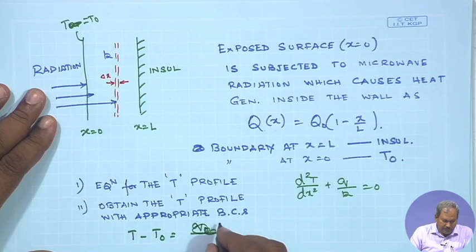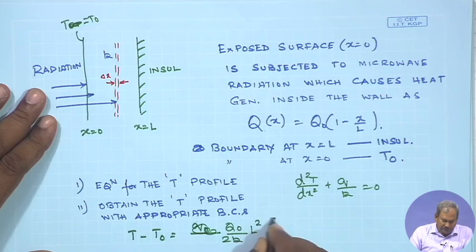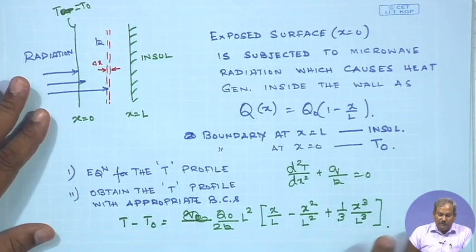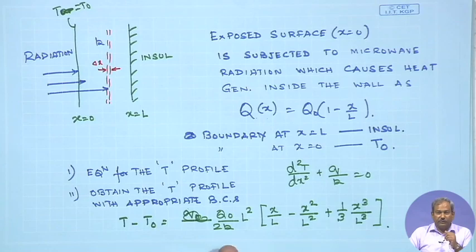that is temperature, which is a function of x, T naught, which is a constant temperature, equals q naught by twice K times L square, x by L minus x square by L square plus 1/3 x cube by L cube. So, this is the temperature profile which you should get. That is, for this example problem, you can use the appropriate boundary conditions, write the equation, solve it, and this is going to be one of your practice problems.